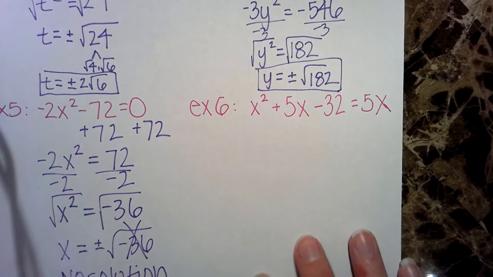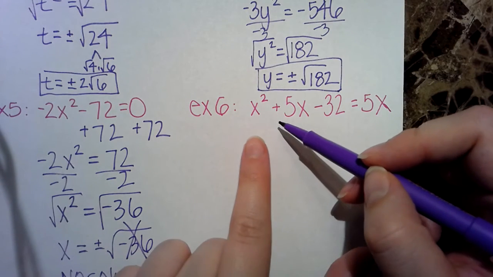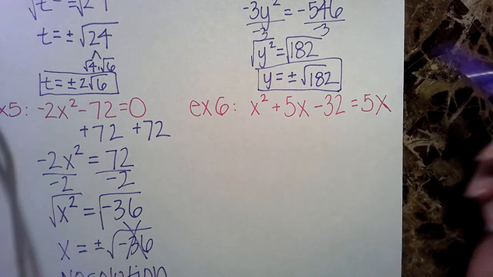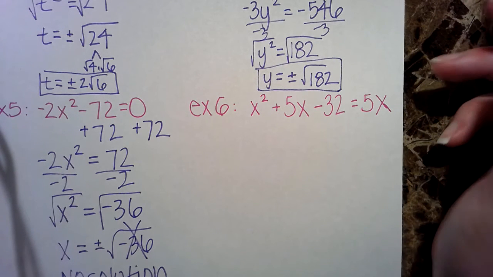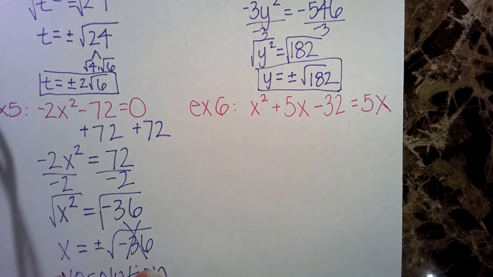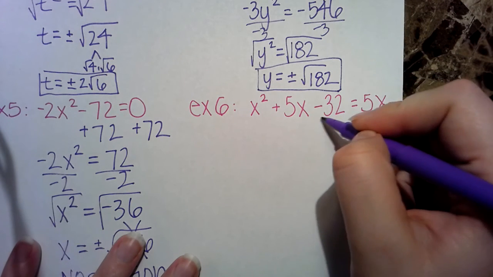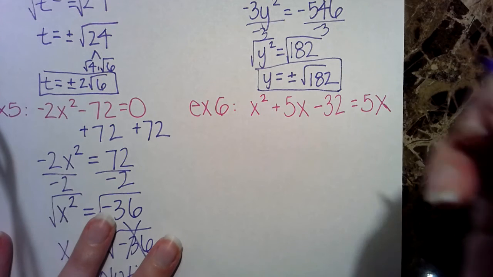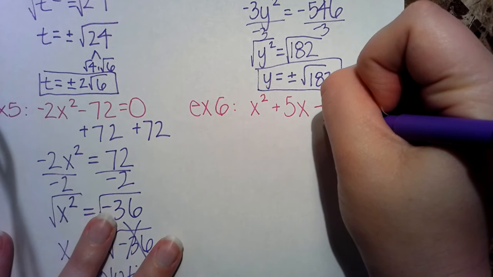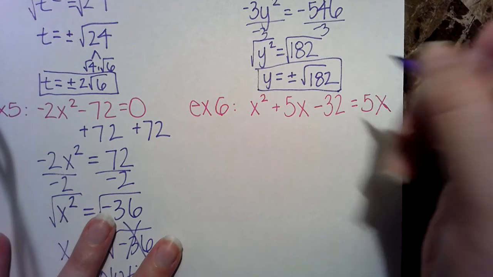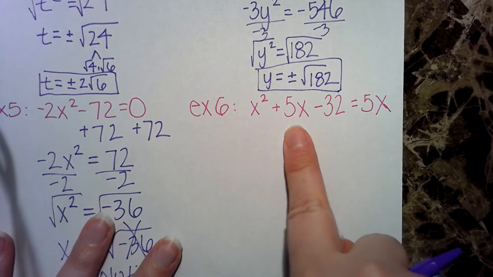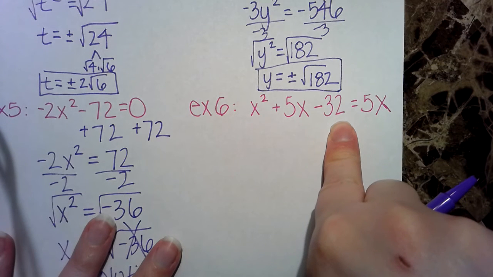Okay, my last one. In these, this looks a little bit different than what we've been doing on this page, but the idea is that you have to remember that you want to get the x squared or that squared value by itself. So what I'm going to do is get rid of these two terms here. First, I see that I have a 5x and I have a 5x. So I have to move that 5x and I have to move that negative 32.